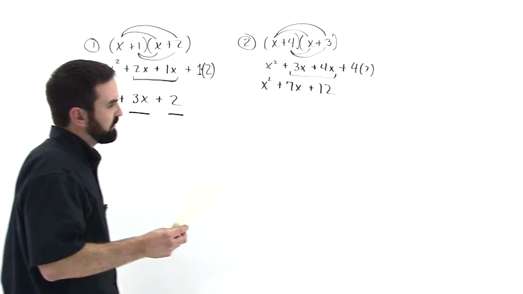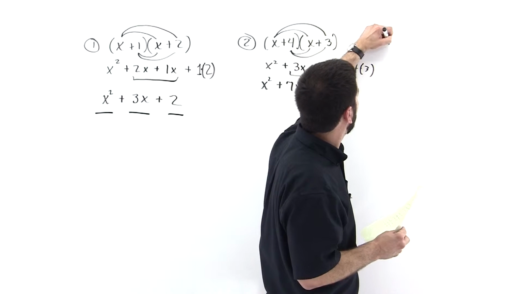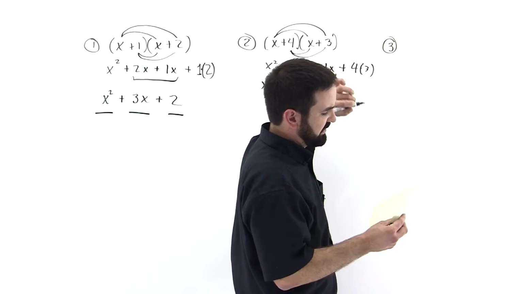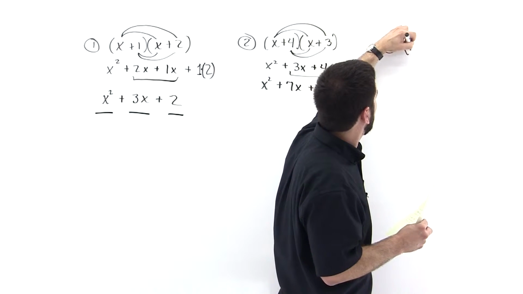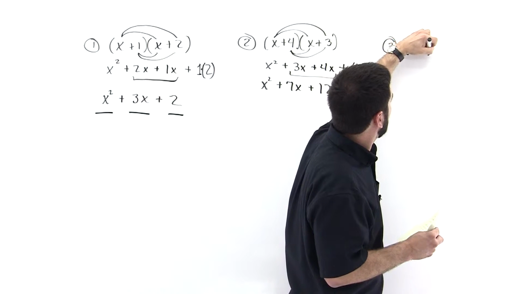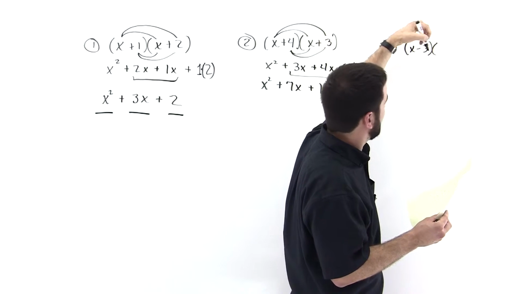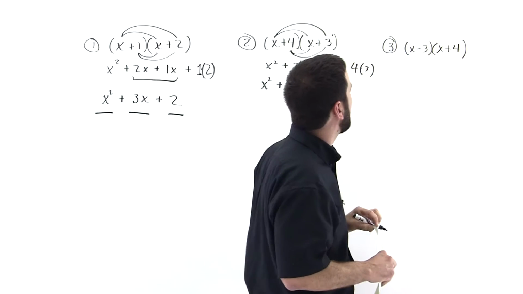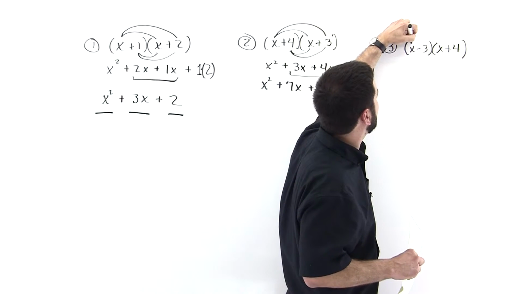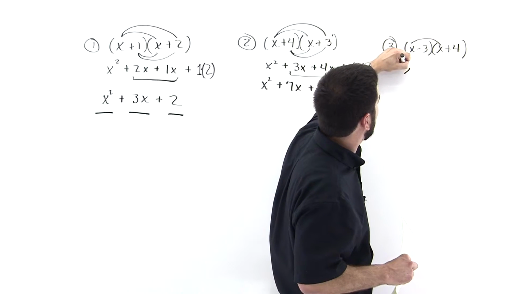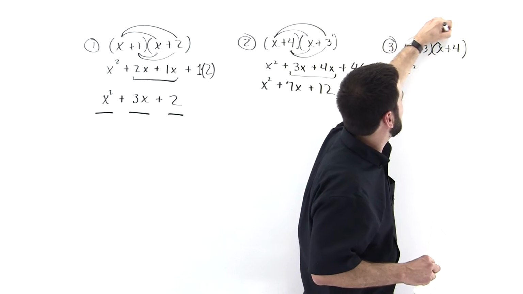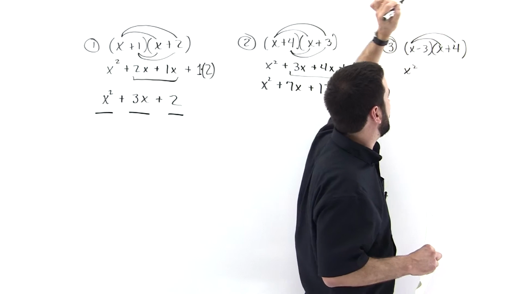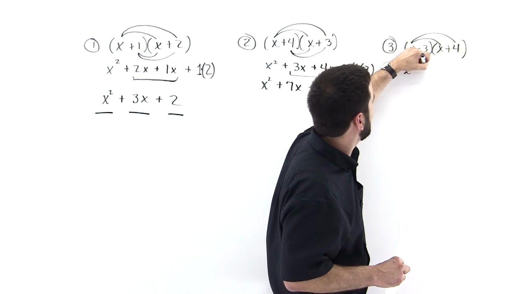Okay? For the third one, let's consider x minus 3 times x plus 4. Okay? So we have this times this is x squared, and then this same thing, this front one times the back one, plus 4x.